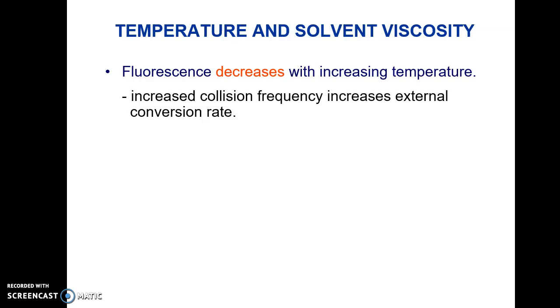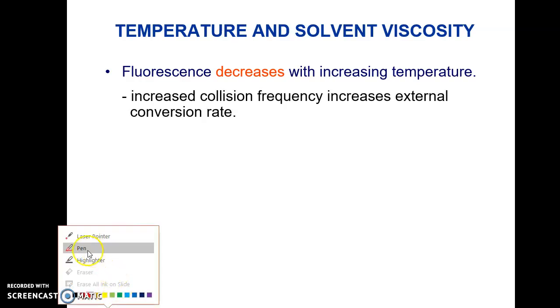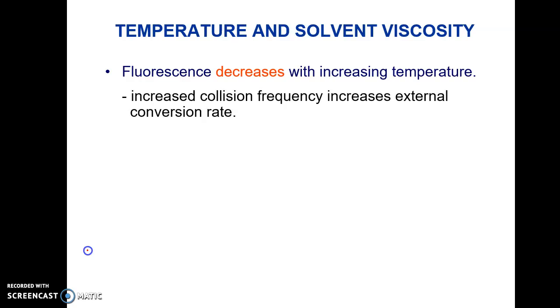Now we go to the second and third factor in fluorescence intensity, i.e. temperature and solvent. What happens when you heat molecules up? They will collide with each other because of the heat given, and therefore it will increase the collision frequency. What happens when they collide with each other? At that point, fluorescence will decrease. Fluorescence will decrease with increasing temperature.